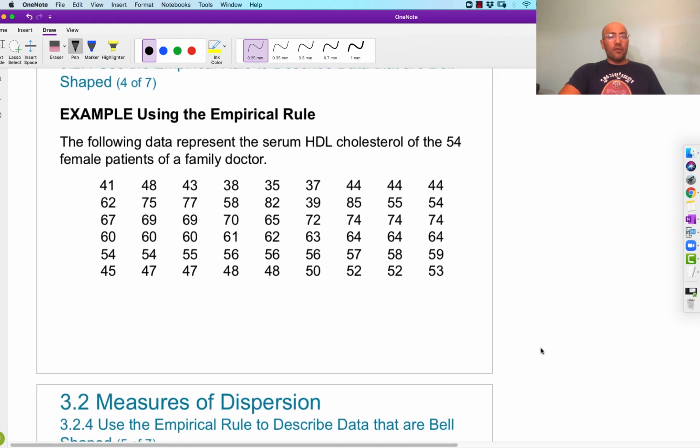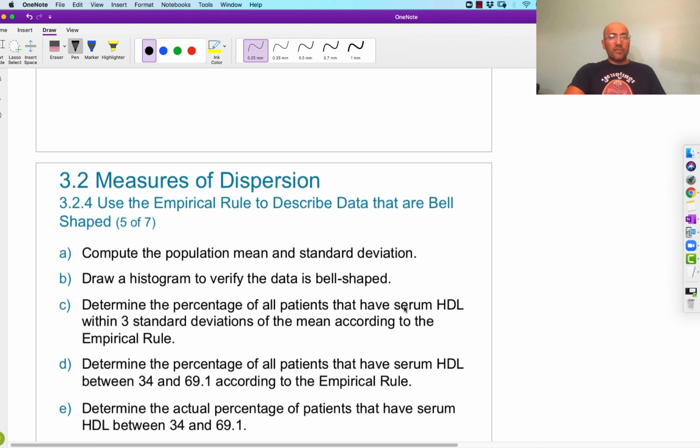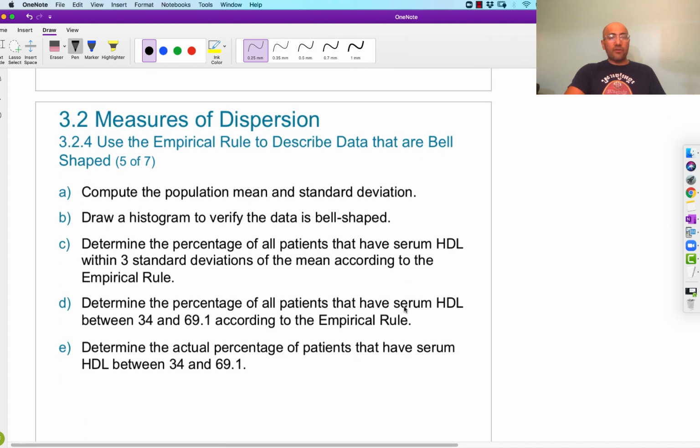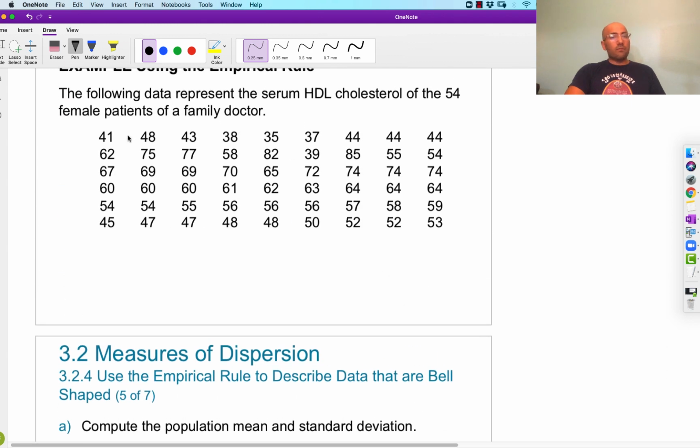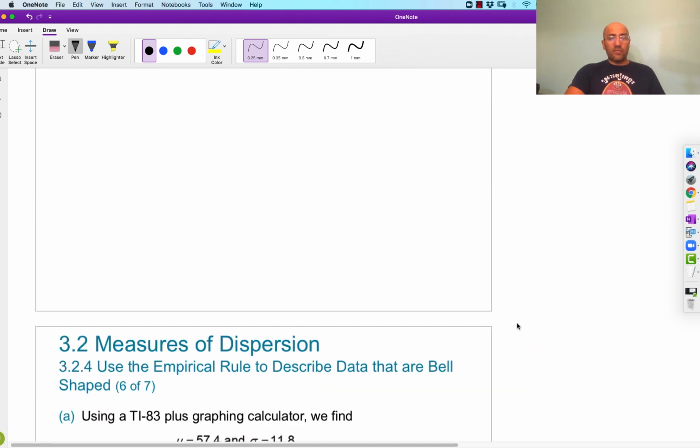Here's an example. The following data represents the serum HDL cholesterol of 54 female patients of a family doctor. Here they are, all 54 values. So let's compute the population mean, the standard deviation, and draw a histogram to verify the data is bell-shaped. Okay, so we can recall how to do that from before. Let's go to our list 1, type in all these numbers, do a one variable stat, and then we'll get both our mean and standard deviation. So I'm just going to jump to stipulating that.